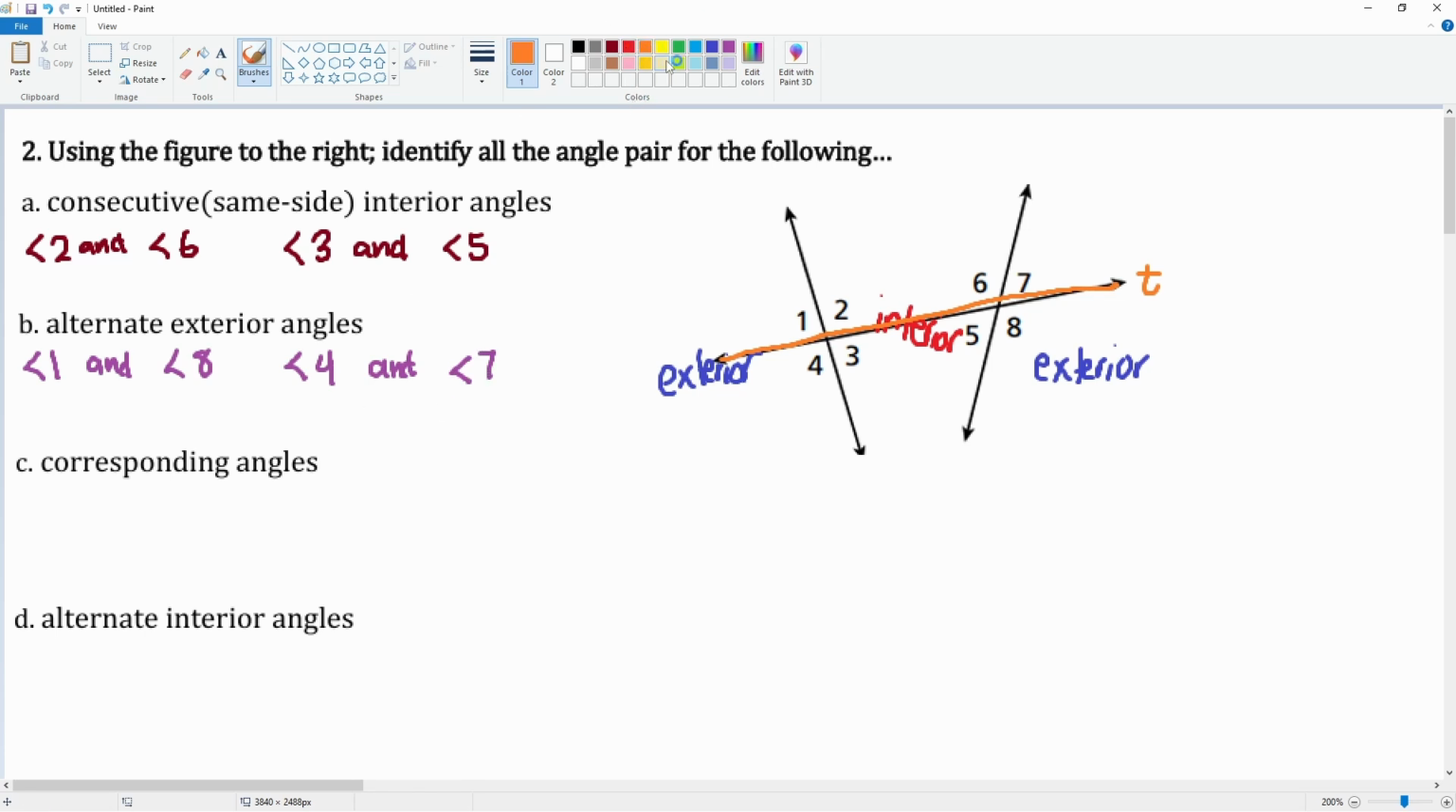Corresponding means same spot. So top left matches with this top left. Angle 1 and angle 6 is on the top left. Top right, we can say 2 and 7. We can now look at bottom left, 4 and 5. And then we have bottom right, 3 and 8.